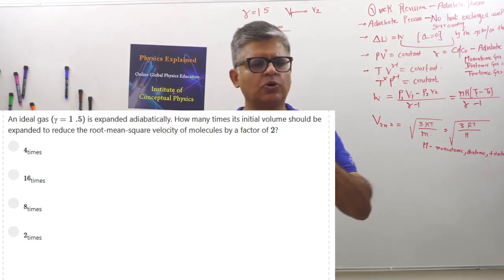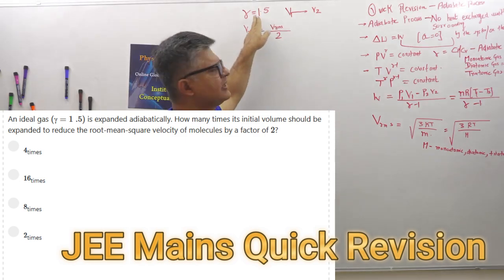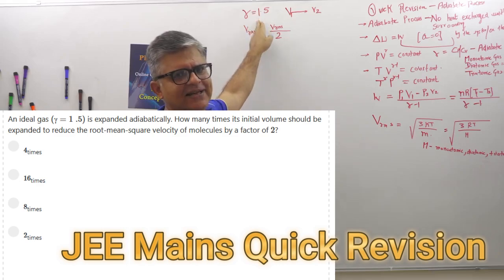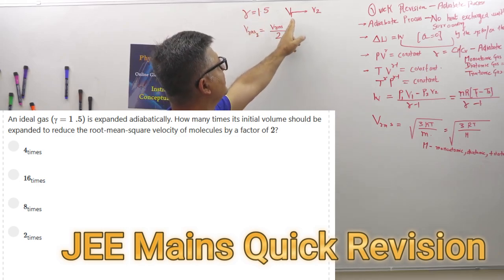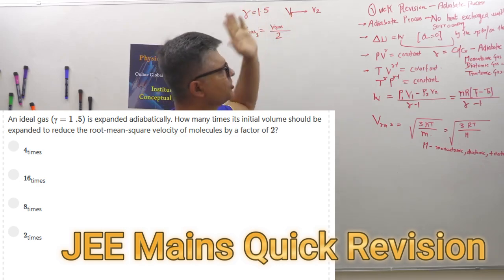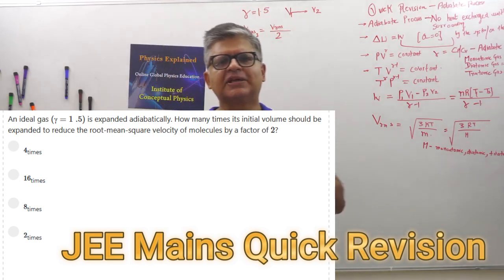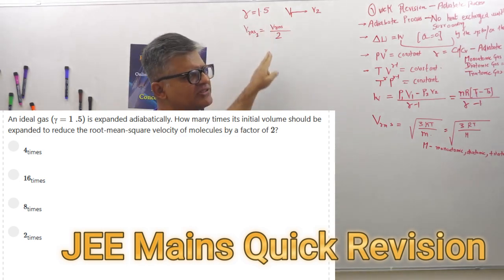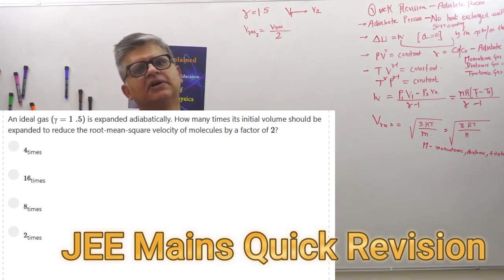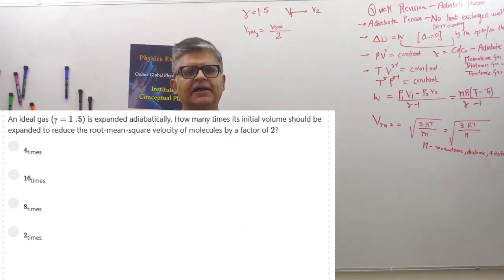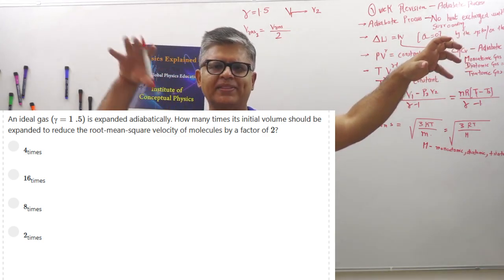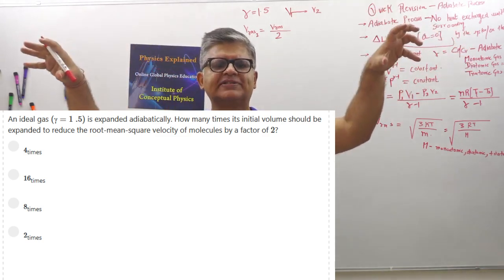The question is about an ideal gas whose gamma is known. How much should the gas be expanded from V1 to V2 so that the root mean square velocity becomes half the existing velocity? So we have to link an adiabatic process with the RMS. These are the two concepts we will study.